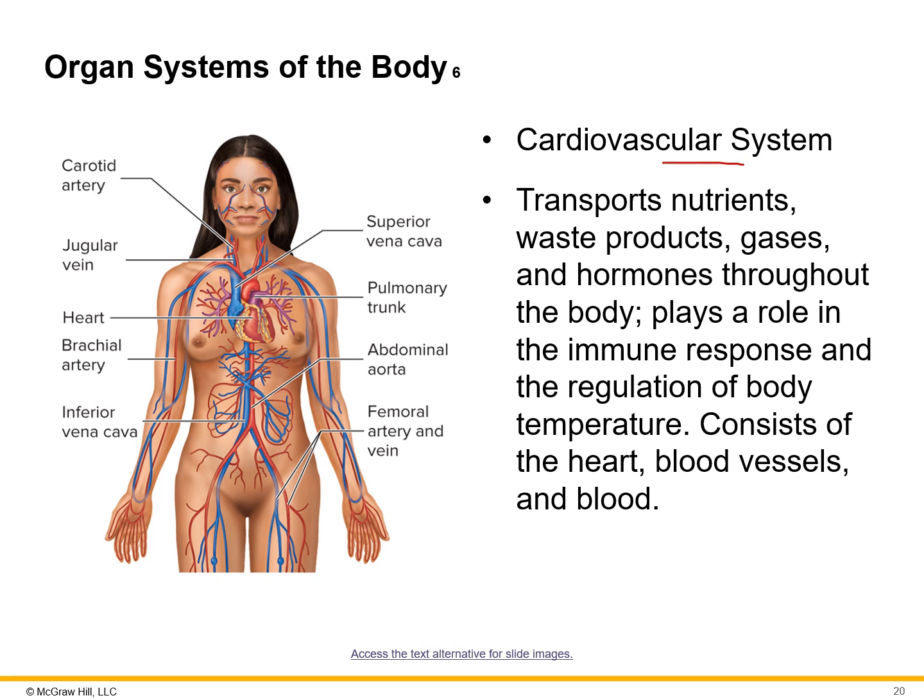Then our cardiovascular system, it's transporting nutrients, also though getting rid of waste, gases, and it distributes hormones throughout the body, helps with the immune system as well, and helps with regulating body temperature. And that one's made up of our heart, blood vessels, and our blood.